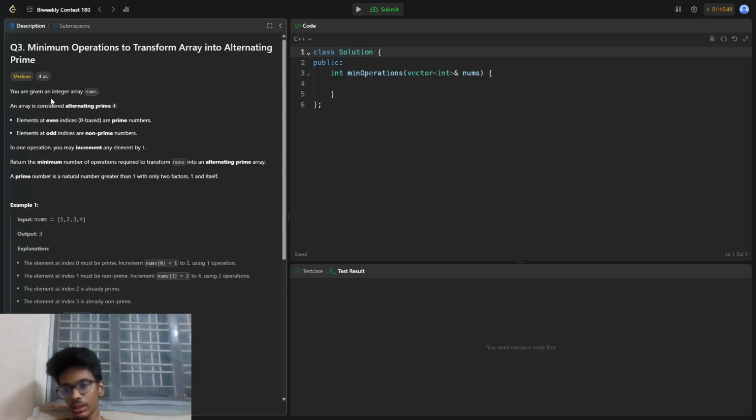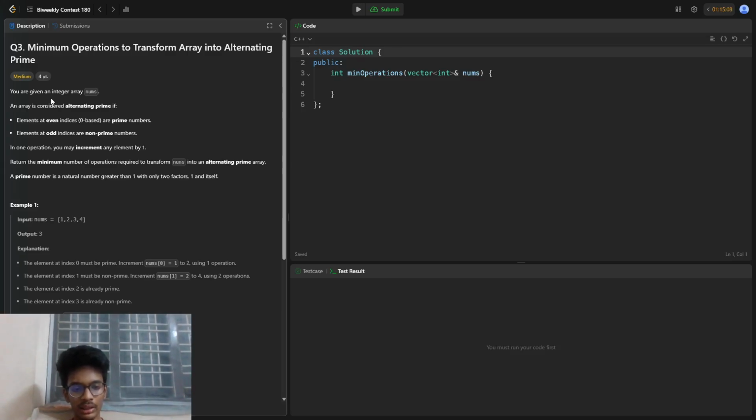If it's an even index, nums of I is supposed to be prime, and if it's an odd index, nums of I isn't supposed to be prime. It's supposed to be a non-prime. So if nums of I is not prime, keep incrementing until you reach its nearest prime.